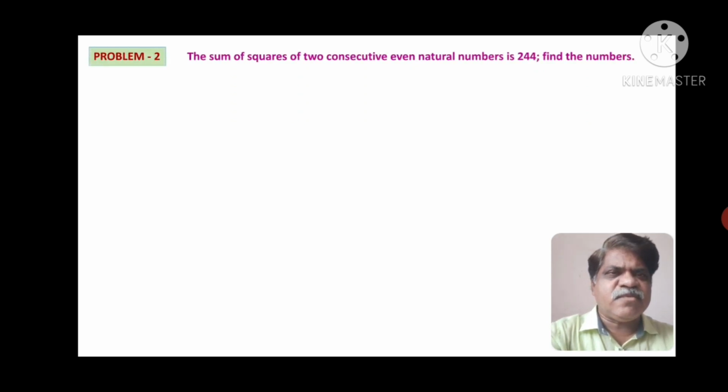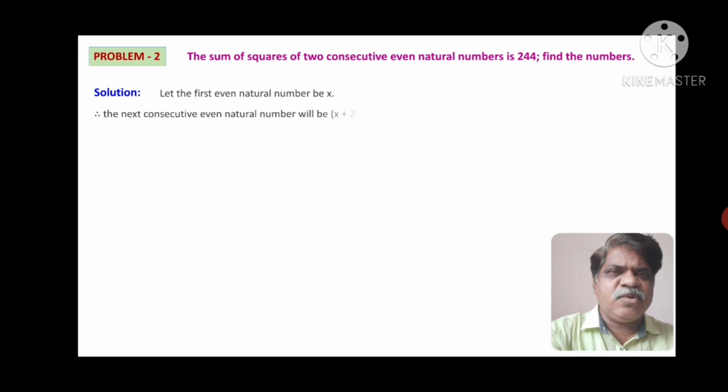So, we will continue with the next problem, number 2, which is: the sum of the squares of two consecutive even natural numbers is 244. Find the numbers. Here the numbers are natural, be aware. Let the first even natural number be x. Therefore, the next consecutive even natural number will be x plus 2.